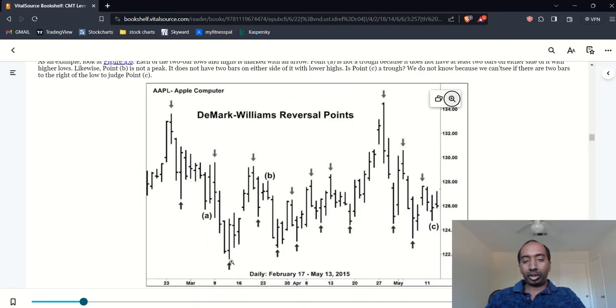For example, if we consider this as a reversal point, there should be two bars with lower troughs prior to this bar, and two bars with higher troughs next to the reversal point. And for example, if we see peaks, this is considered a peak because in the previous two bars there are lower highs, and in the following two bars there are lower highs. Hence, we determine this as a peak. This is the DeMark and Williams reversal points method.